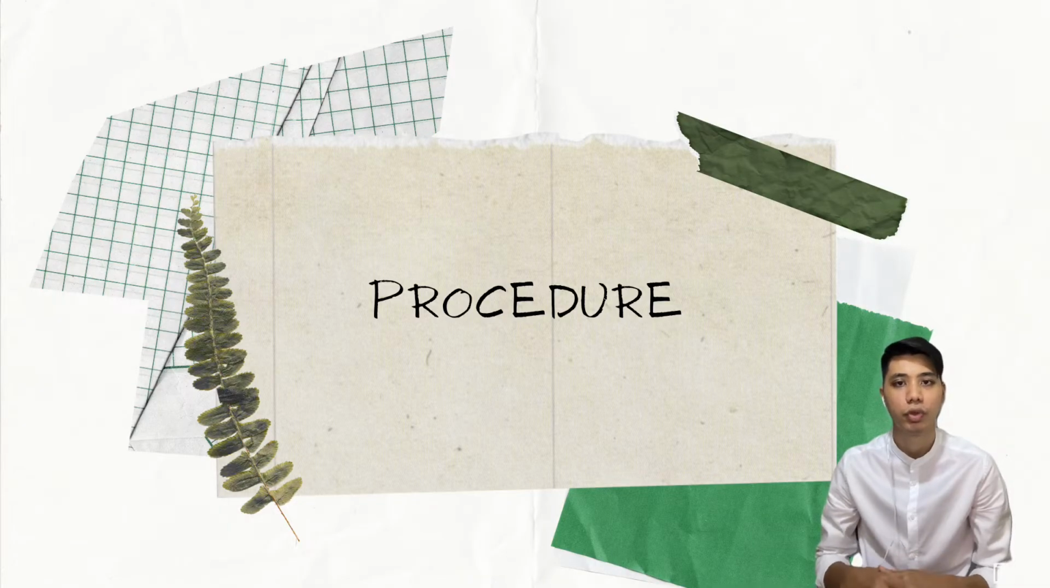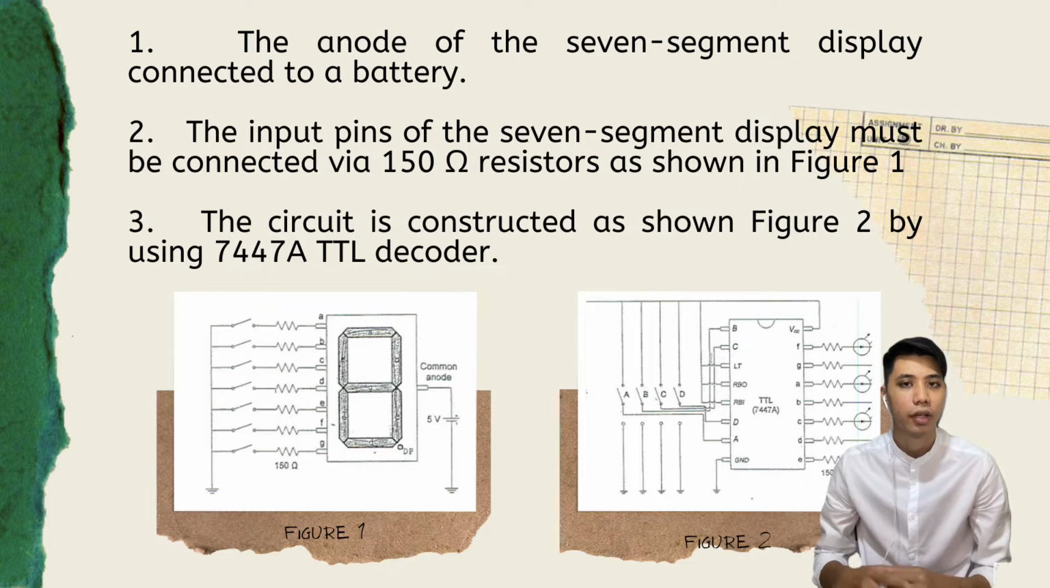Next we move to the procedure. Firstly, the anode of the 7 segment display is connected to a battery, and then the input pin of the 7 segment display must be connected via 150 ohm resistor as shown in figure 1. Thirdly, the circuit is constructed as shown in figure 2 by using 7447A TTL decoder.